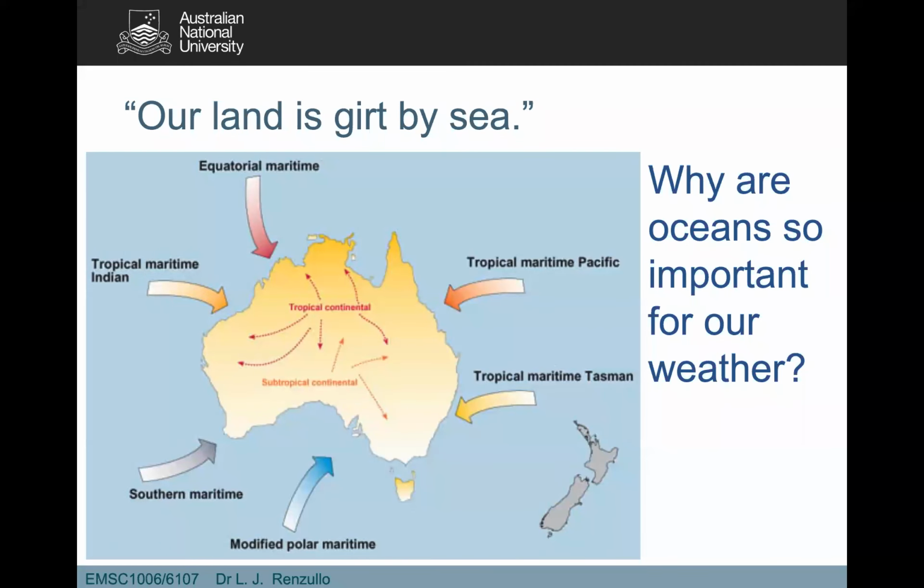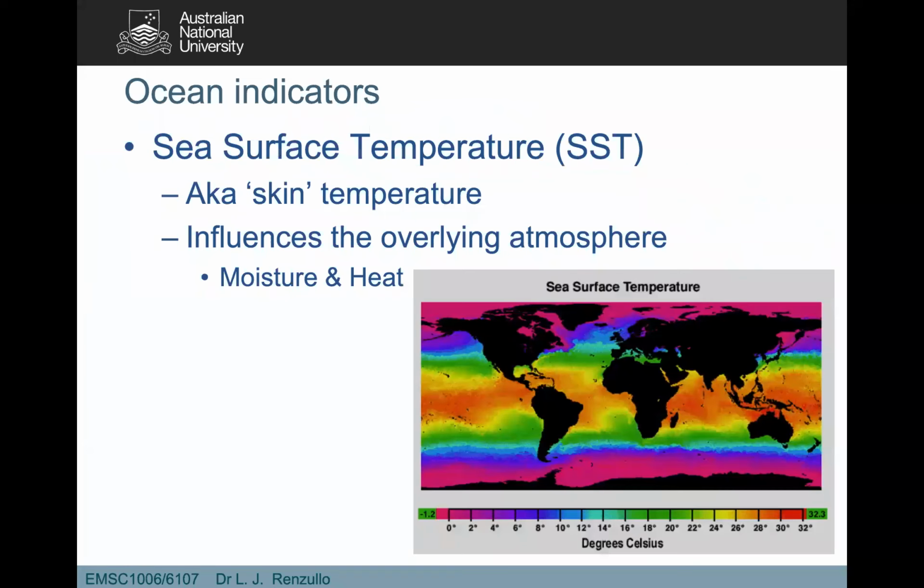So why are oceans so important to Australian weather and climate? Well, one thing is sea surface temperature, also known as skin temperature or radiometric temperature, that tells us about the distribution of heat within the ocean. And that heating of the ocean has an effect on the overlying atmosphere through transfer of water by evaporation into the atmosphere, as well as the transfer of heat into the overlying atmosphere.